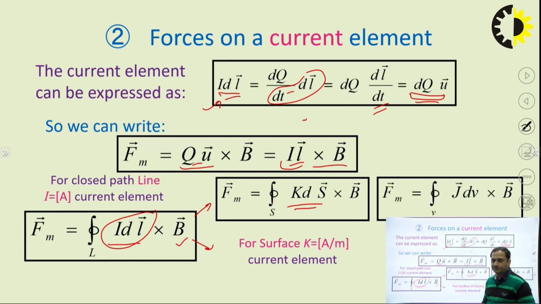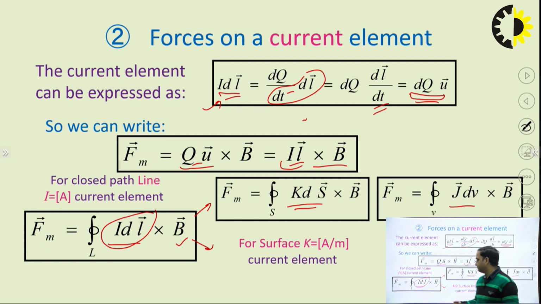Then the third one is Fm for the volume current element. In the volume current element, in place of I dl, which is equal to K dS, it is equal to J dV. So here this will be J dV cross B. The phenomena will be the same as we have discussed, for finding the forces onto the current elements. That current element can be a point charge moving, or a surface current element, or a volume current element, on which we can find the magnetic force.